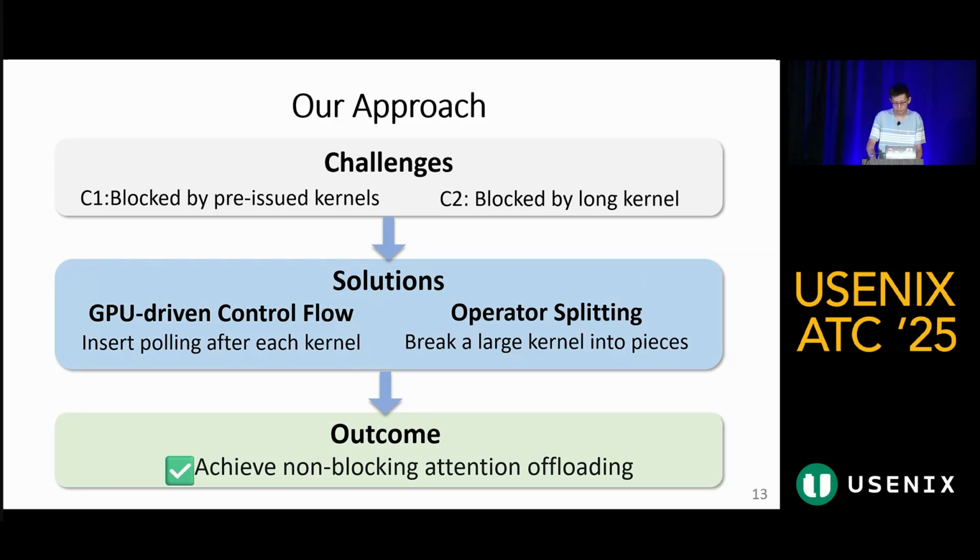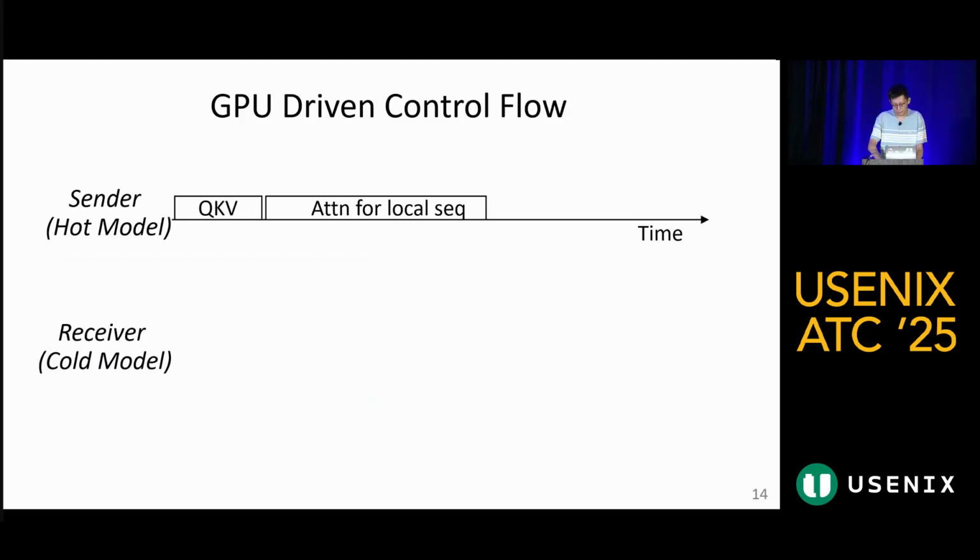non-blocking attention offloading. The first solution is a GPU-driven control flow, which creates a low-latency communication path that entirely bypasses the CPU. Here is how it works.